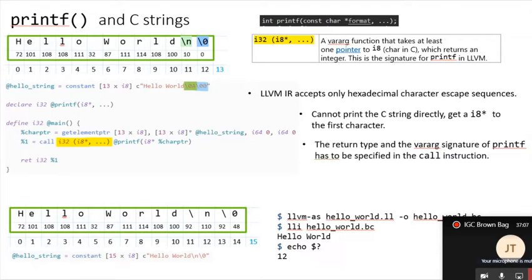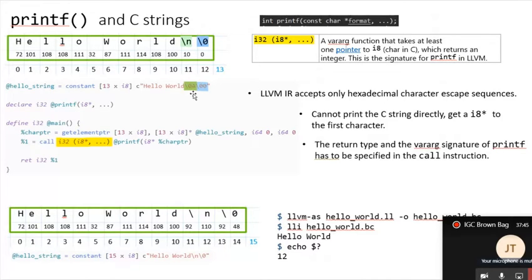Previously, we have been returning values from the main function and then echoing the return value because we didn't know how to print them to the screen. Now we will learn how to do that using printf. First step is declaring a C string in LLVM IR. We specify a constant, then the C string is actually an array of i8, an array of characters, so we have 13 of them, and then we provide the c and then the string, because it is a C string.